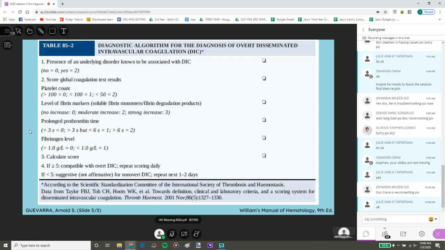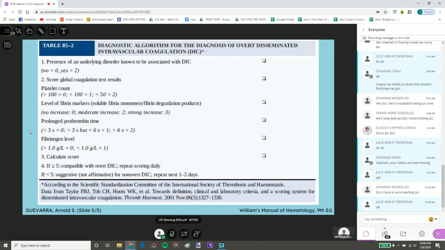So for the DIC scoring system, a simple algorithm for the diagnosis of overt DIC utilizing platelet count, prothrombin time, D-dimers, and fibrinogen level has been proposed by the International Society on Thrombosis and Hemostasis. So here, you can see that if there is presence of an underlying disorder known to be associated with DIC, we give a score of 2. If the platelet count is less than 100, we give a score of 1, and if it is less than 50, a score of 2.